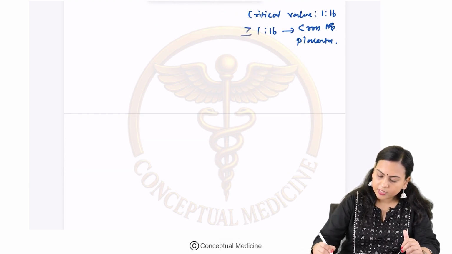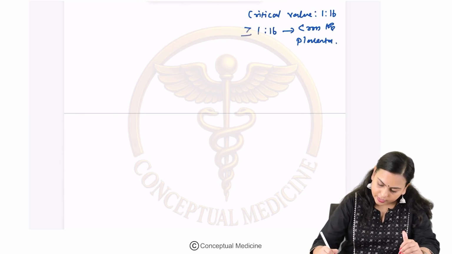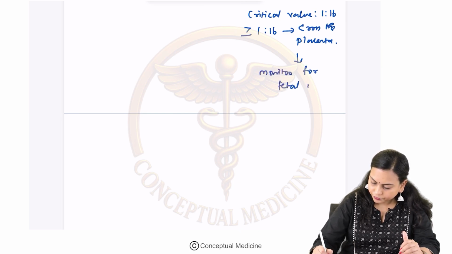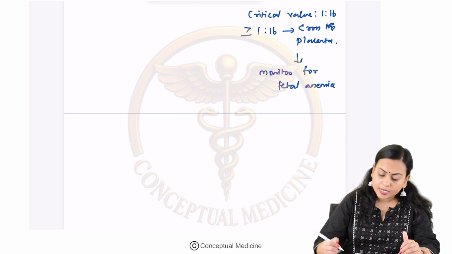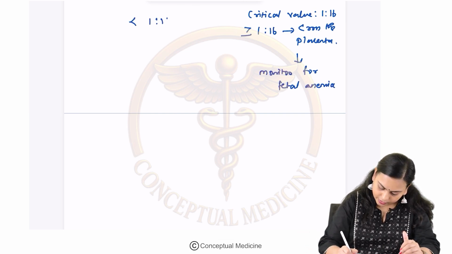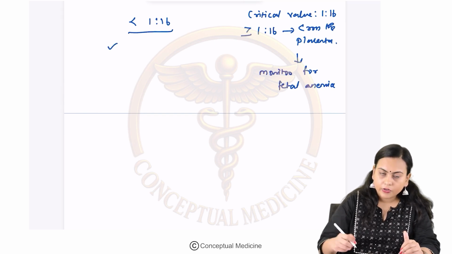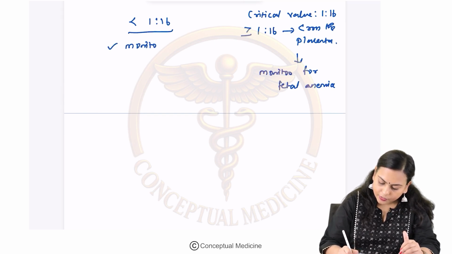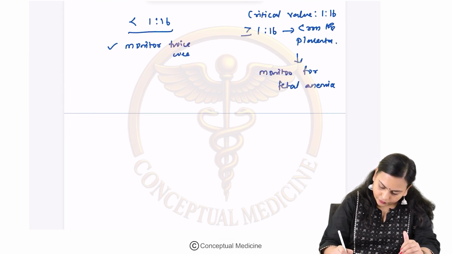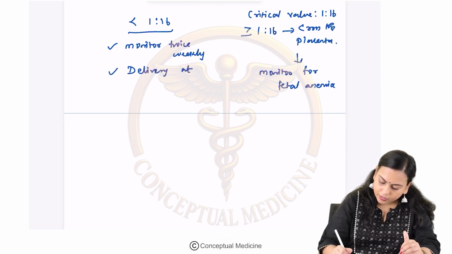Okay. So in this case, when the titers are more than 1:16, you have to monitor for fetal anemia. Suppose the titers are less than 1:16, then since the ICT is positive, you have to monitor twice weekly. And you have to plan delivery at around 37 weeks itself.